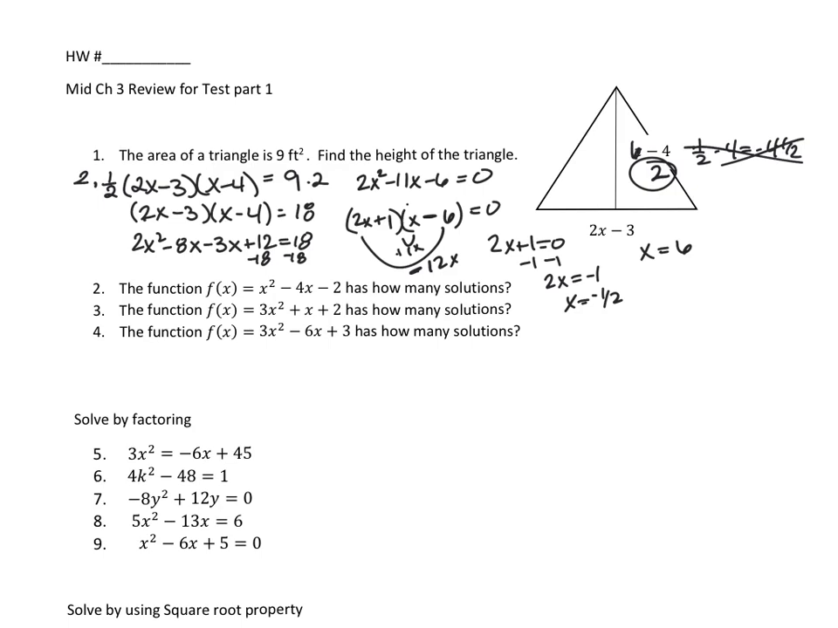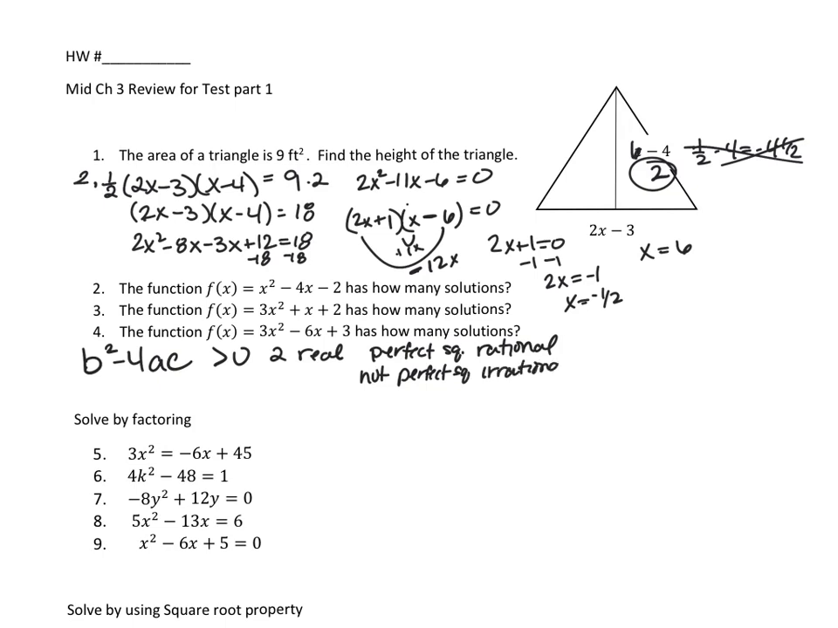Number 2, 3, and 4 ask how many solutions. So that asks us to use the discriminant with this b squared minus 4ac. And we know if that is greater than 0, there's 2 real solutions. If it's a perfect square, they're rational. If it's not a perfect square, they're irrational. If it's equal to 0, there's 1 real rational. And if it's less than 0, there's 2 complex. And that's all we need to do. We need to find the discriminant and then determine which it is.